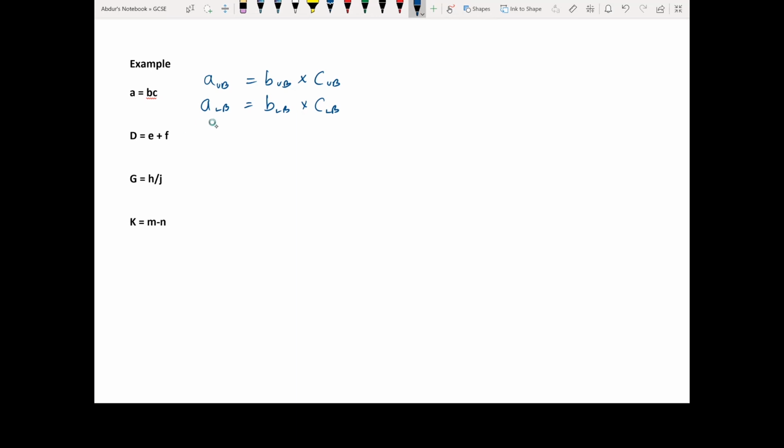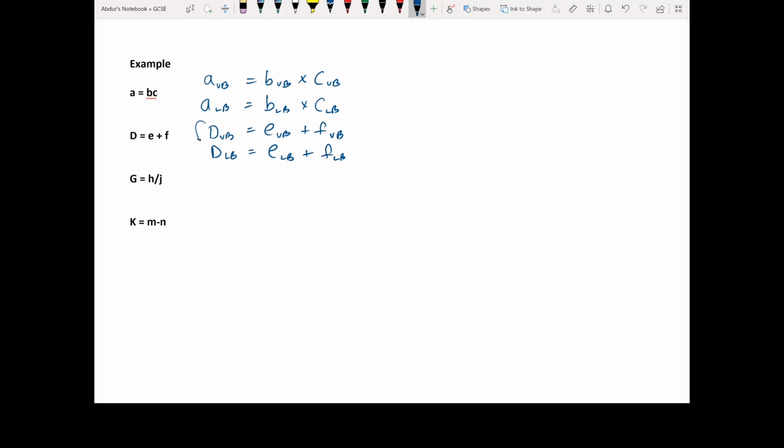Now, similar with addition, if I want to get a large number for d, then I want to use large values of e and large values of f. So if I want to get d upper bound, I'd use e upper bound plus f upper bound. And if I wanted to find out the lower bound for d, I'd use e lower bound plus f lower bound.